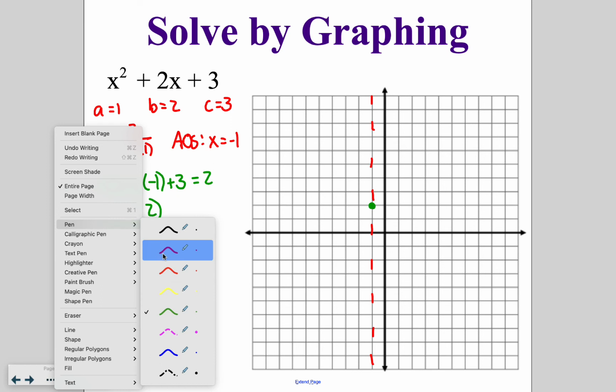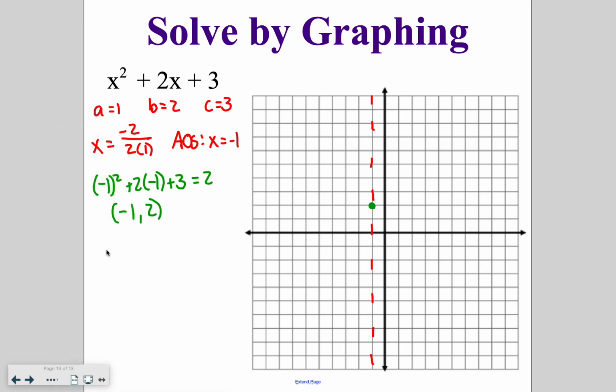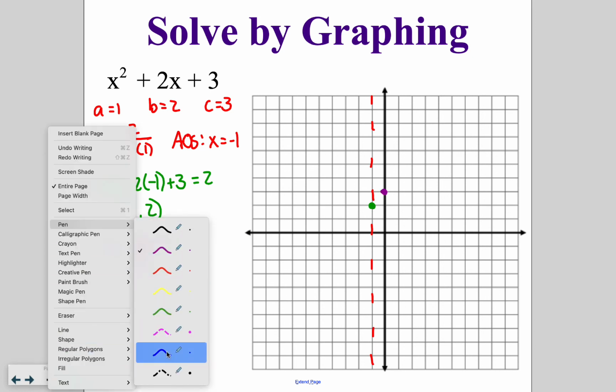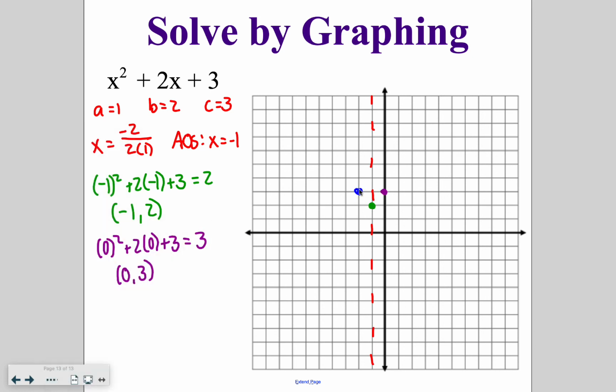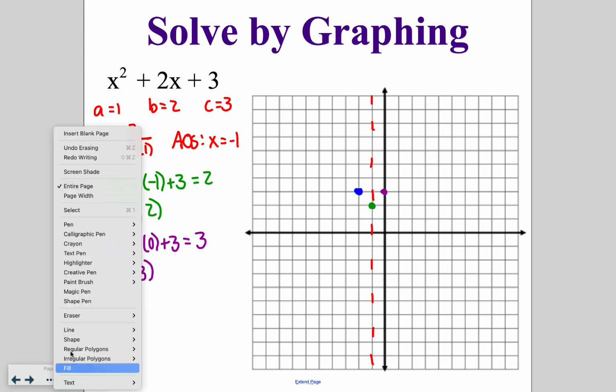Then I need to continue to plug in points. So after I plug in -1, I'm going to move 1 space over and I'm going to go to 0. So I've got 0 squared plus 2 times 0 plus 3, which is going to give me an answer of 3, meaning my next coordinate is at 0, 3. That's 1 to the right, so our reflection point is going to be across that dashed line at 1 to the left.